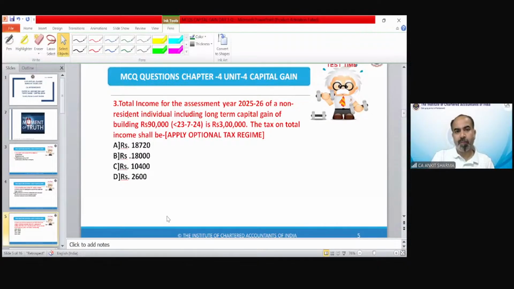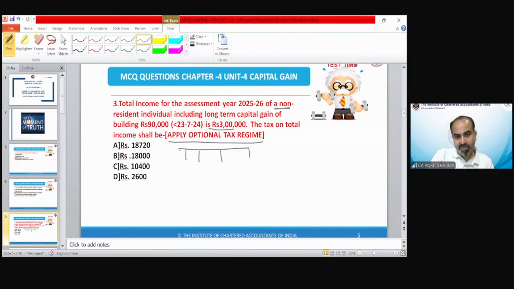Total income for the assessment year 25-26 of a non-resident individual, including long-term capital gain of building, that is before 23rd of July 2024, is 3 lakh rupees. After including this 90,000, the income is 3 lakh rupees. The tax on total income shall be applied under optional tax regime. You have to calculate optional tax regime tax. So let me help you, students.